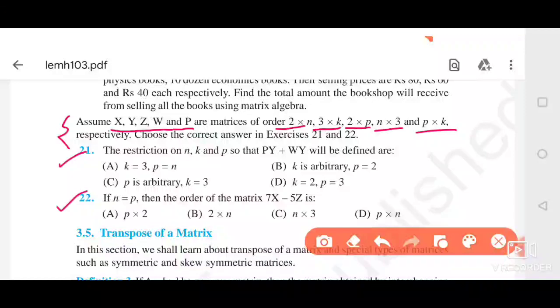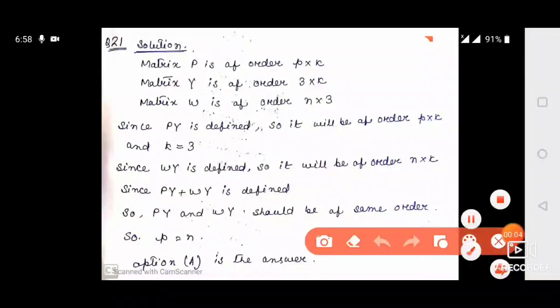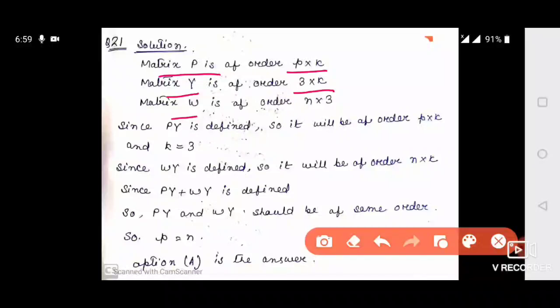So here question number 21 is the restriction on n, k and p. We have to find the restriction on n, k and p so that PY and WY, PY plus WY will be defined. Here is the solution of question number 21. Matrix P is of order p by k, matrix Y is of order 3 by k and matrix W is of order n by 3.